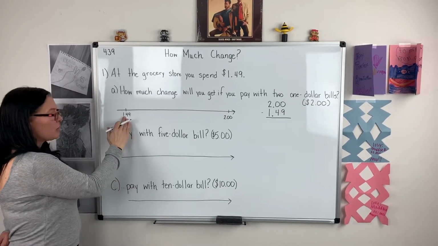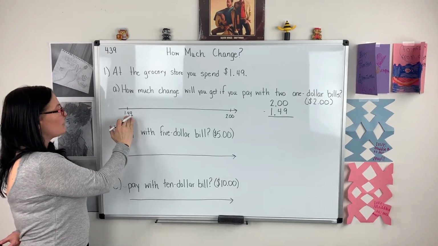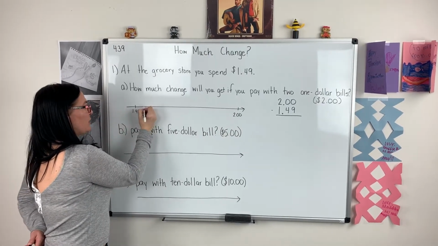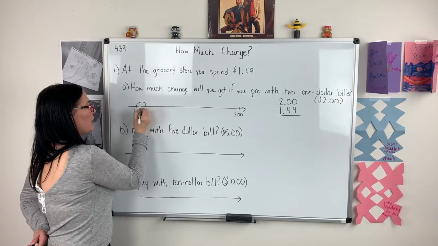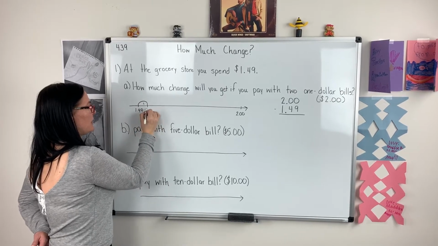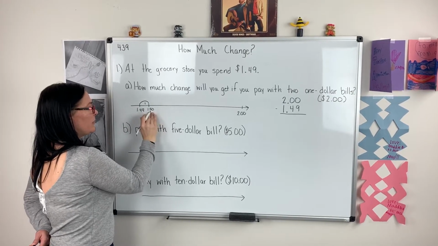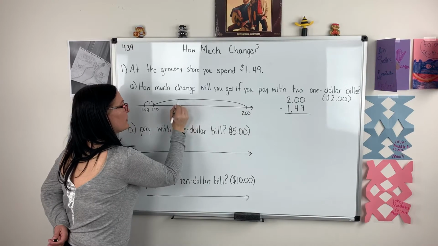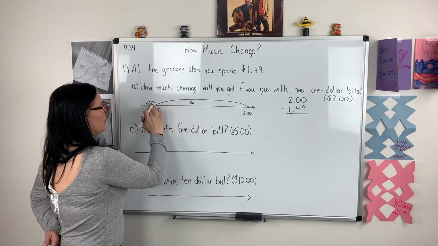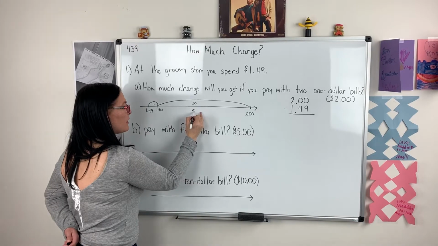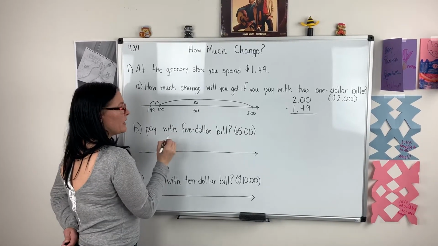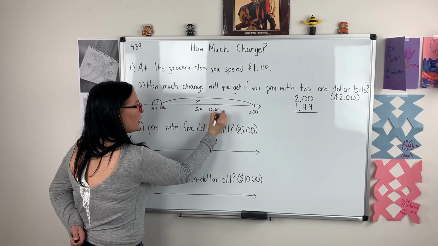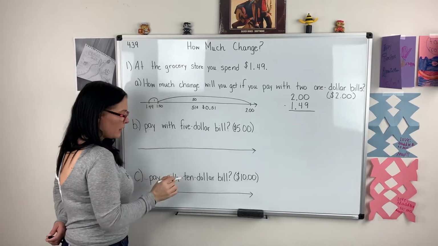And for right now, I'm going to ignore my decimal point and just think of this as 149 and this as 200. So I want to get to my first benchmark. I'm going to add 1 to get to $1.50. To go from $1.50 to $2, I know that that's just 50. So this would be like saying 51 cents. I can write it 51 cents, or I can write it $0 and 51 cents. Either of those would be correct.